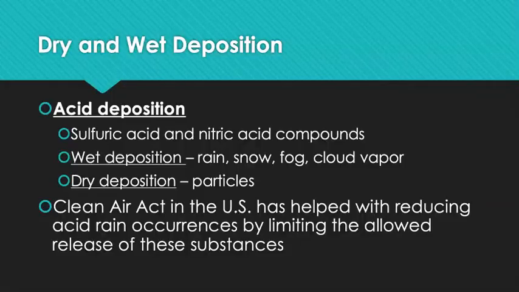All right, so I mentioned the wet and dry deposition a little bit earlier, so let's go ahead and define those so you can have them added to your notes. So acid deposition, we often just commonly call acid rain, but acid rain does not always have to be rain. It doesn't have to be wet. With acid deposition, sulfuric acid and nitric acid compounds can actually fall out of the atmosphere as particles instead and be dry deposition. So wet deposition would usually include rain, snow, fog, or cloud vapor that contains these acid chemicals, whereas dry deposition just wouldn't be wet.